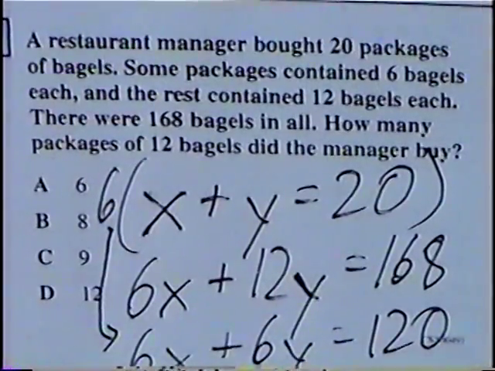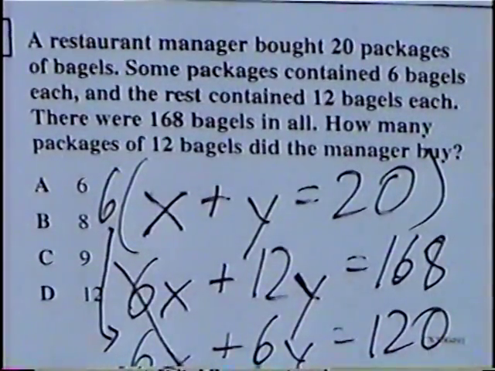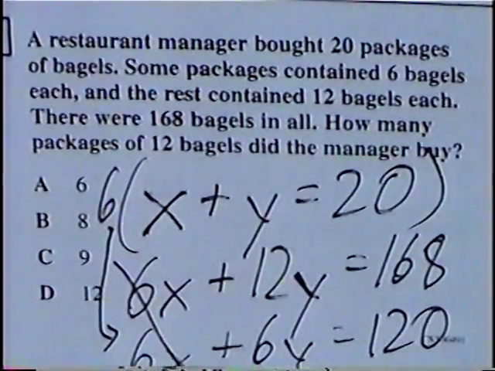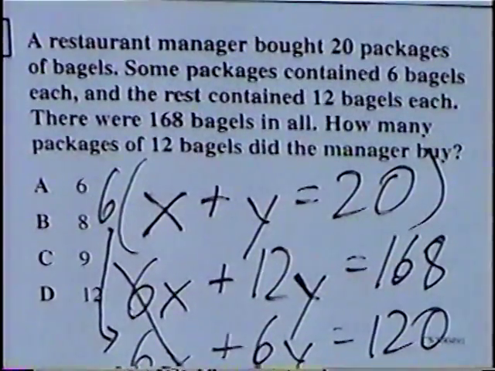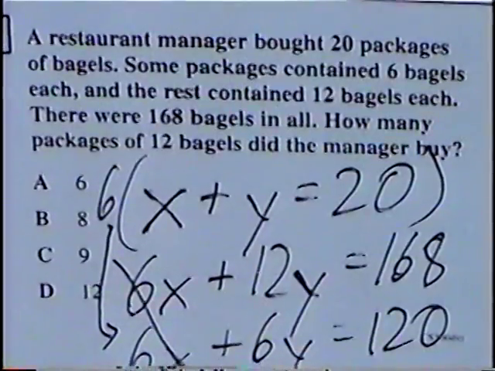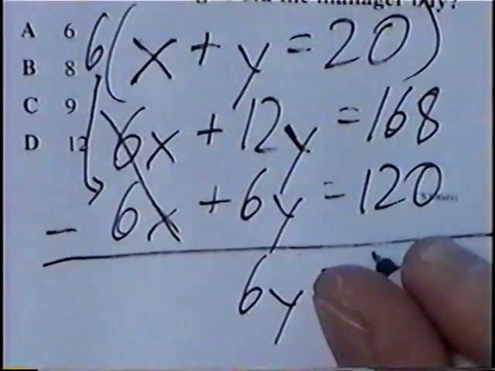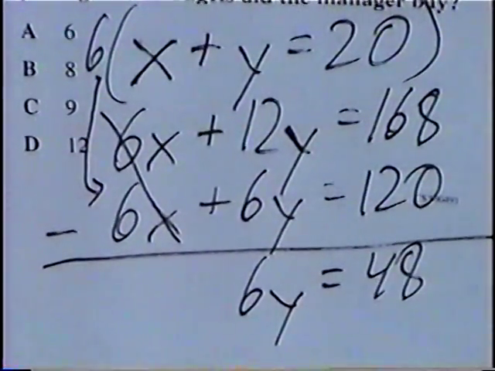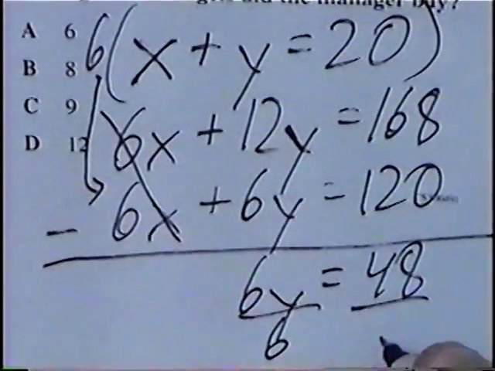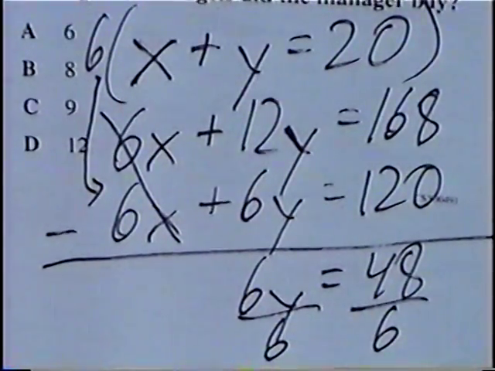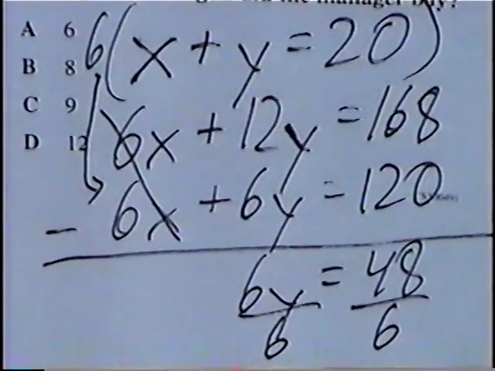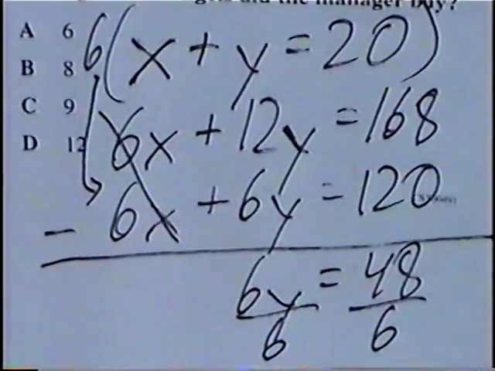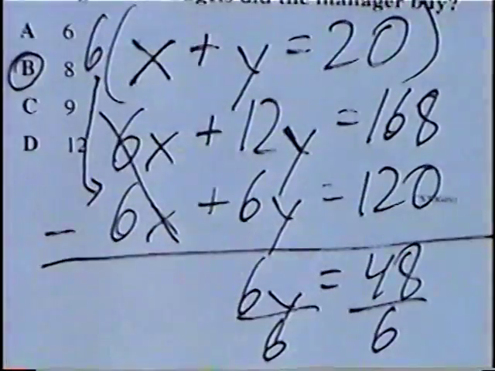Elimination, we can subtract, so we'll cancel out the x's. 12y minus 6y would be 6y, and 168 minus 120 would be 48. Dividing by 6 will give us the answer for y, and again y was the 12 bagel packages. 48 divided by 6 would be 8, so the correct answer is B, 8.